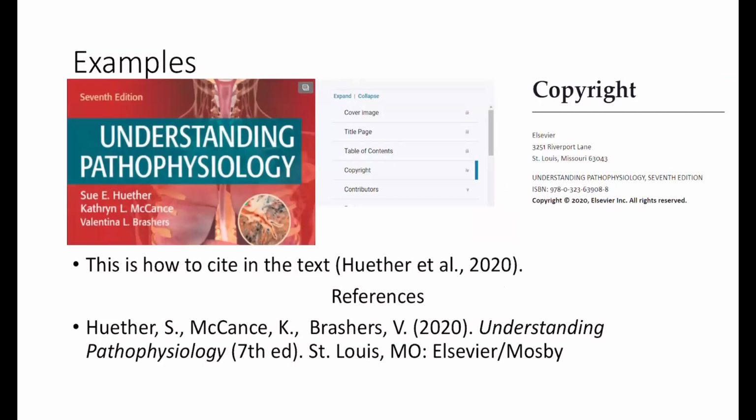First thing you're going to want to do, you're going to look at who your authors are. And for us right here, these are our authors. We have Sue Huther, Catherine McCants, and Valentina Brashers. Notice where these are going to go is right here at the beginning. We're going to start out with authors, and we're going to put the last name and the first initial. Don't write out the whole first name. Don't write out what their title is. Don't write out anything else. Just the last name, first initial. That's it. No one else gets any information beyond that.